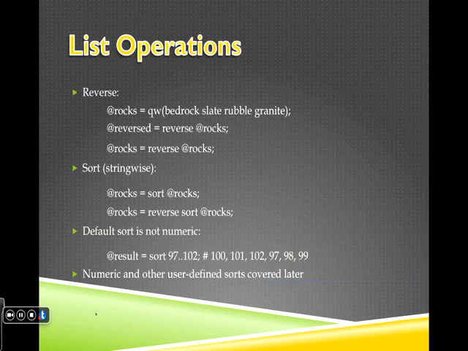What kind of operations can we do on the list? There is the reverse. If I have a list of rocks with all these elements, it will reverse them for me. So it would be granite at the beginning, rubble, then the slate, then the bedrock. The reversed list will have these elements, but it will not make any changes to the rocks.